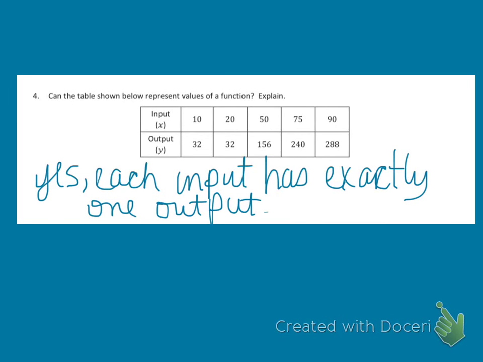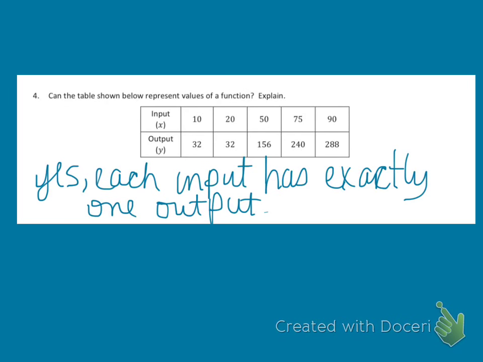Okay, hopefully you're noticing this element right here, that if I put in 10, I get out 32, and if I put in 20, I also get out 32. But that doesn't break the definition of a function, which says that each input has exactly one output. All the outputs could be the same, but still each input has its own output. So every time I put 20 in, I know I'm going to get 32 out. Every time I put 50 in, 156. Every time 10 goes in, 32 comes out. So each input has exactly one output.